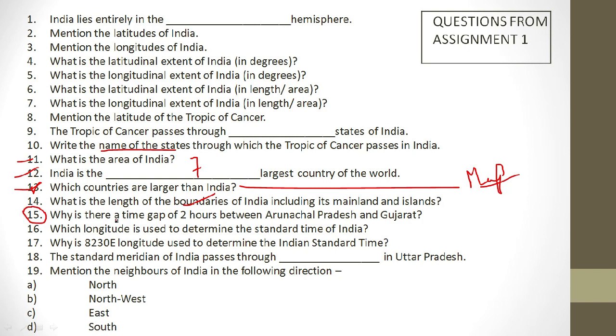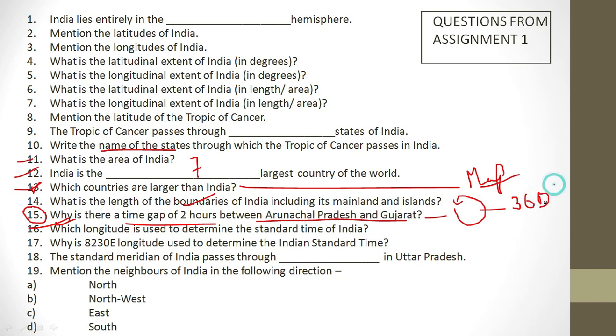Let us see the next question, which is a very important question. Why is there a time gap of 2 hours between Arunachal Pradesh and Gujarat? Now students, this question is asking why is there a time gap of 2 hours between Arunachal Pradesh and Gujarat? Students, this question involves a little bit of an easy calculation. Okay, now let us try to find out. You know that our earth rotates on its axis. Now one rotation will be equal to 360 degrees.